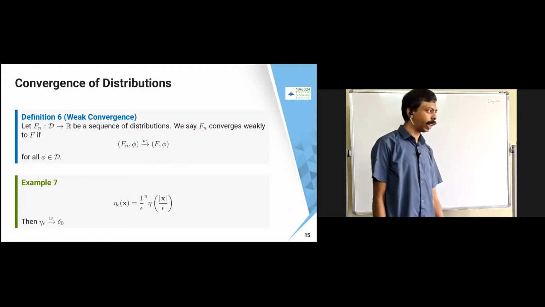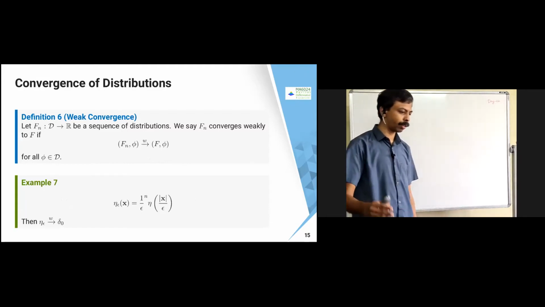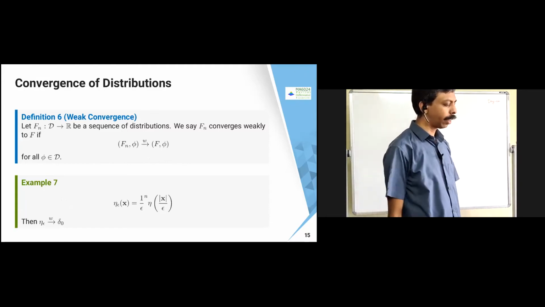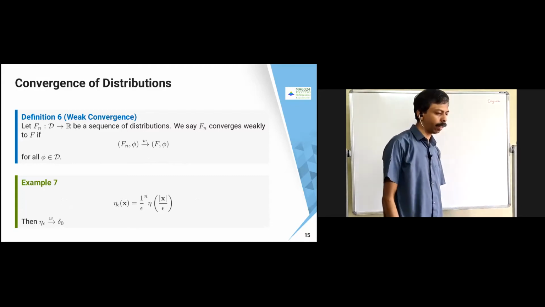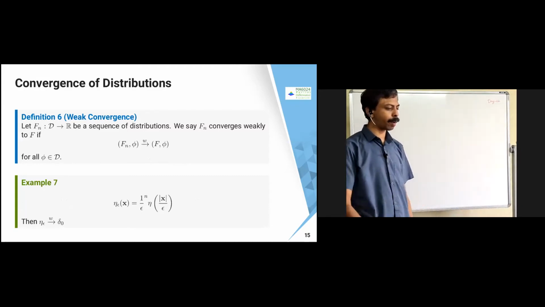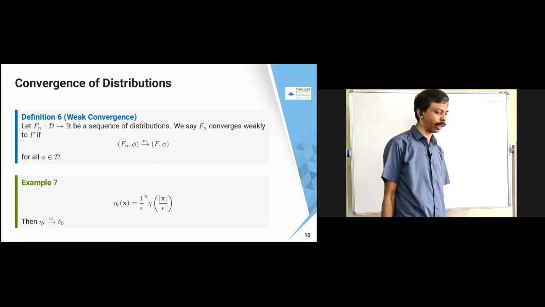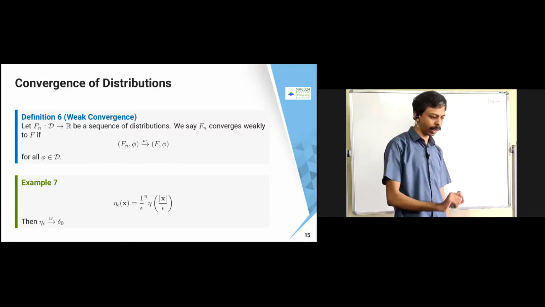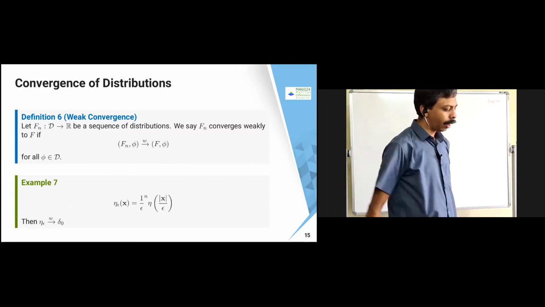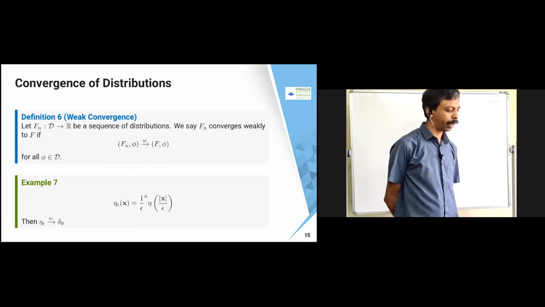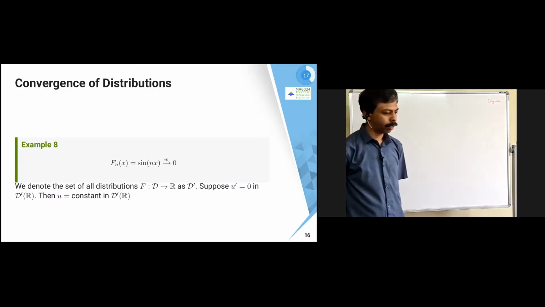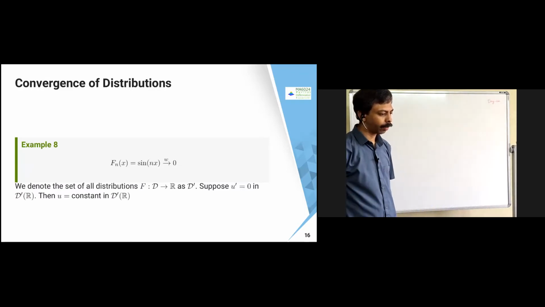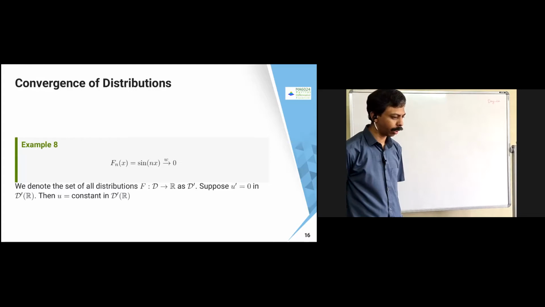Then we define the weak convergence. f_n is a sequence of distributions. Then we say it is weakly convergent if f_n comma phi converges to f comma phi. That is strong convergence when it is a real number. Then we have seen also that the mollifier converges to delta naught. Similarly, if you take sin nx, that is converging to 0 weakly. So these are the things we have seen.